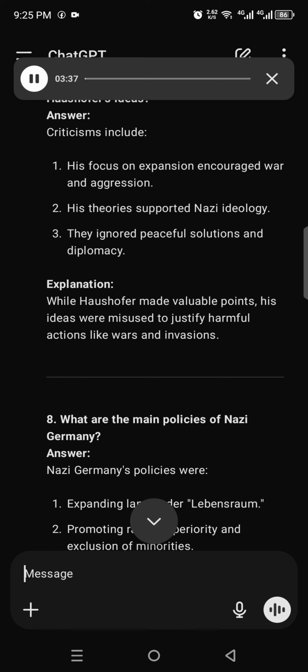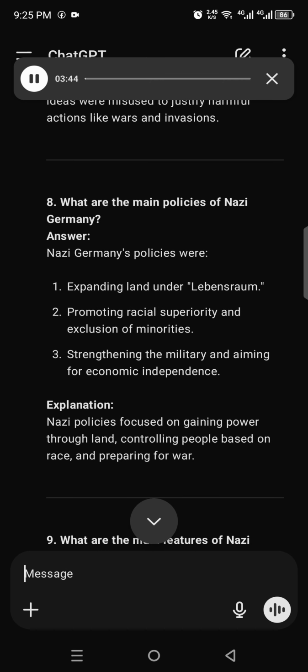8. What are the main policies of Nazi Germany? Answer. Nazi Germany's policies were: 1. Expanding land under Lebensraum. 2. Promoting racial superiority and exclusion of minorities. 3. Strengthening the military and aiming for economic independence. Explanation. Nazi policies focused on gaining power through land, controlling people based on race, and preparing for war.